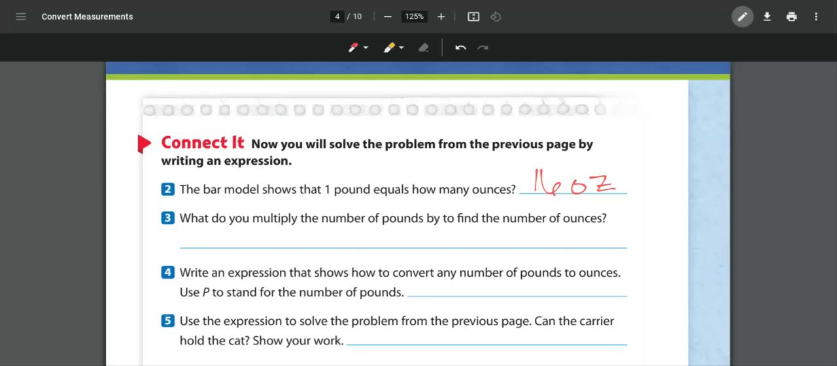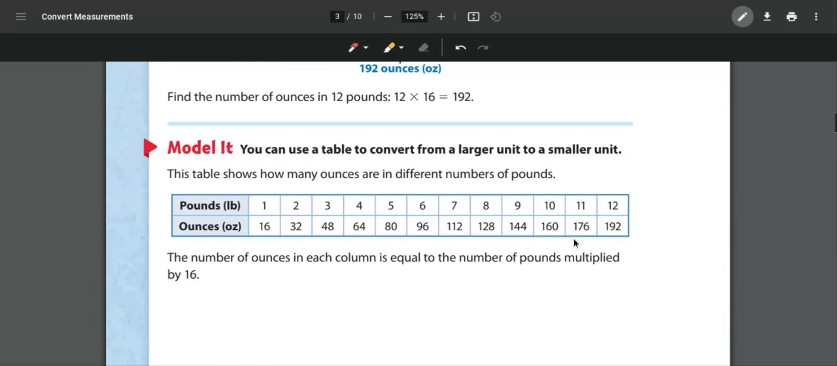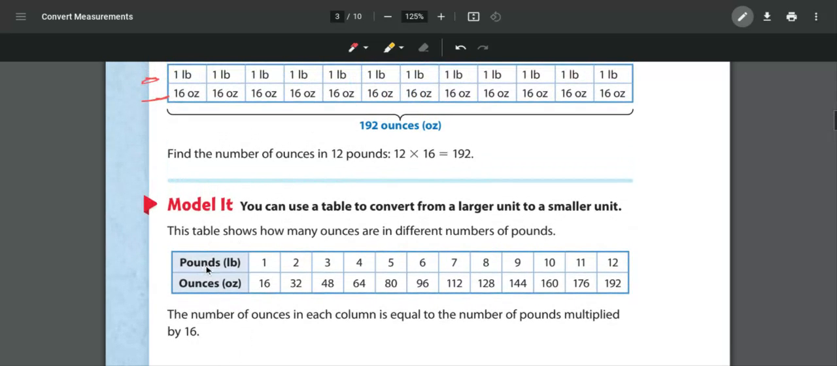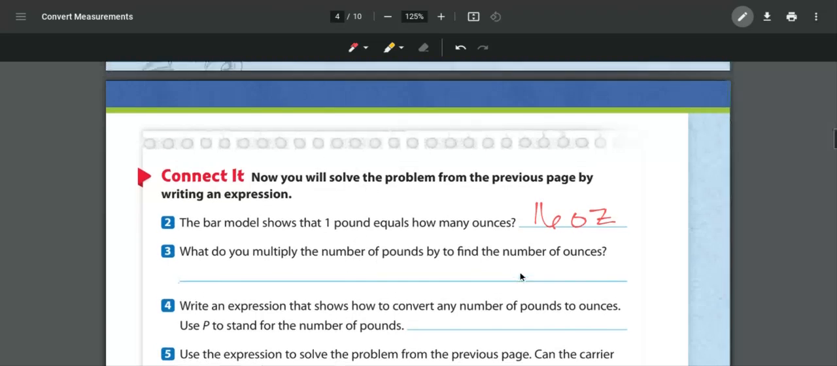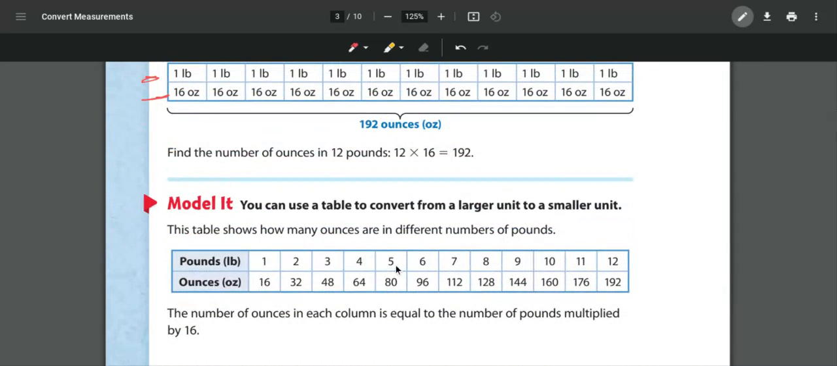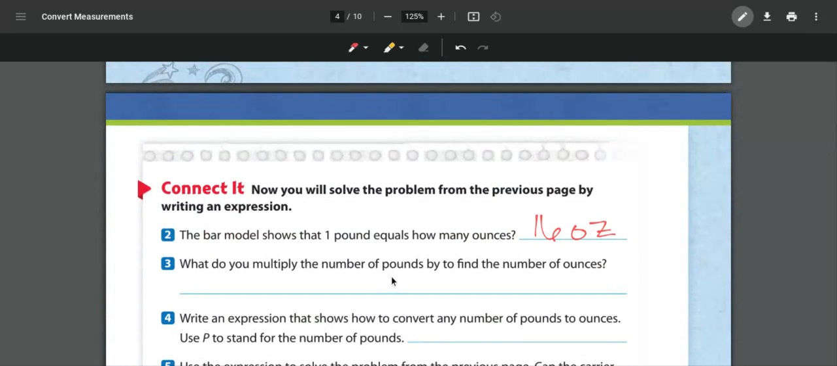Okay. Now, what do you multiply the number of pounds by to find the number of ounces? Let's look it up. Okay, you multiply the number of pounds by the number of ounces. Wait, so what do you multiply the number of pounds by to find the number of ounces? Well, if I have 6 pounds, I multiply it by 16 ounces because I know 16 ounces are in 1 pound. And if I have 6 of them, I have 16 6 times. So that gives me 96 ounces. So you multiply by 16.